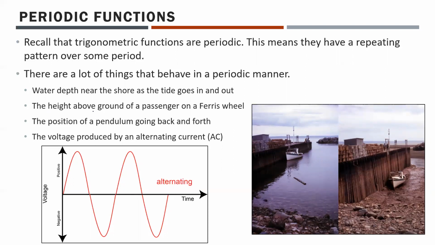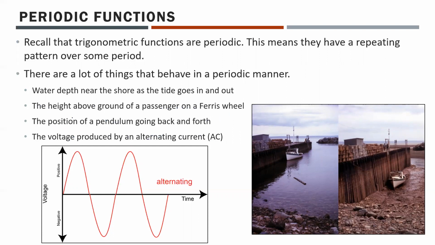Now, another one would be the height above ground of a passenger on a Ferris wheel. That's a common thing that just seems to come around where we always deal with Ferris wheel questions, but whatever. Another one, the position of a pendulum going back and forth, so something on a string going back and forth and back and forth. The position, of course, is periodic, whether it's the height or the horizontal position.